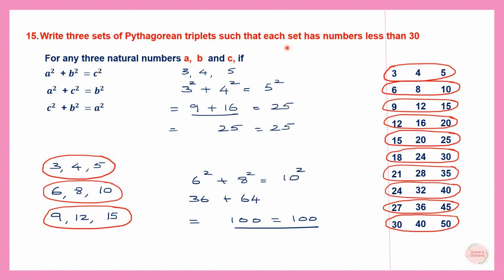Now the question says each set should have numbers less than 30. So we got numbers, all 3 numbers are less than 30. That means you stop here. If you want to get more, you stop with 15, 20 and 25. So you can do this, children, so that you can easily get your Pythagorean triplets.